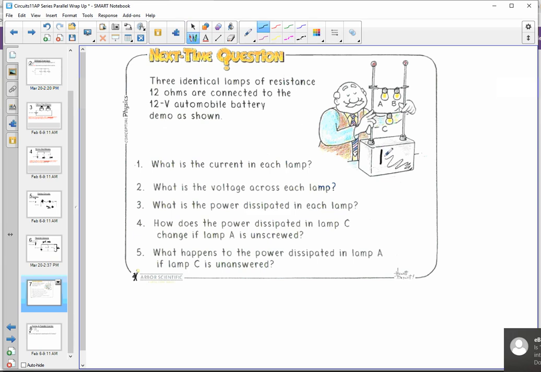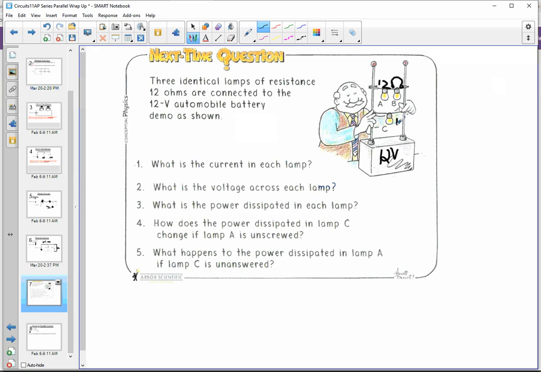So let's write 12 volts on our battery. And each of the bulbs is 12 ohms. I'll just write that once. So each bulb is an equivalent 12 ohms. So it says, what is the current in each lamp? Let's take the first branch first, the one with bulb C in it.